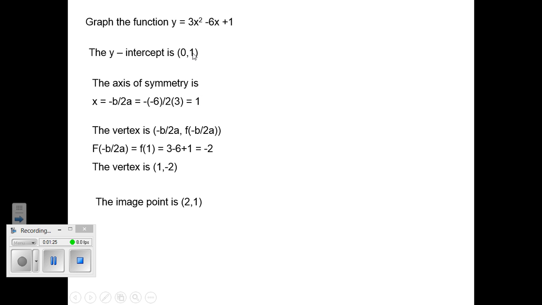We have the y-intercept at (0, 1). So 1 unit across from the axis of symmetry is the image point. The a value is positive, so it's going up. We put it all together, and this is the graph we get. Again, we found the vertex to be at (1, -2), the axis of symmetry at x equals 1, the y-intercept at 1, and the image point of that at (2, 1). There's our graph. That's what it entails.